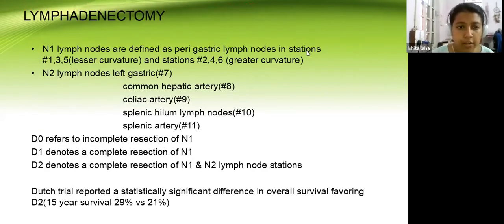Lymphadenectomy, as my fellow has already said, has 3 echelons, and we usually go for first and second echelon dissection, which is denoted by D2. According to the Dutch trial, a statistically significant difference in overall survival favoring D2 has been shown. So in any case of gastric adenocarcinoma, we prefer R0 resection with D2 lymphadenectomy.